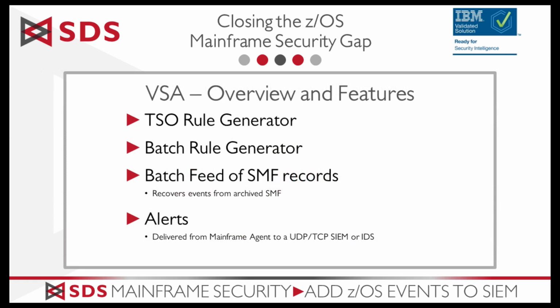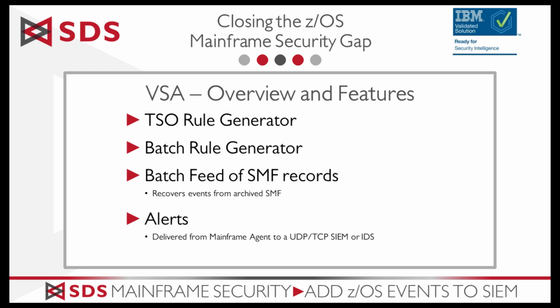Okay, short overview of VSA, some of the features. We have a TSO rule generator. I'll be showing you that in the live demo. So that's how you can add filters, message IDs and user IDs to the product to monitor. Then for those customers that have maybe a large amount of rules that they want to add to the product, you can use the batch rule generator. So that's a batch job that implements these rules into these VSAM files.